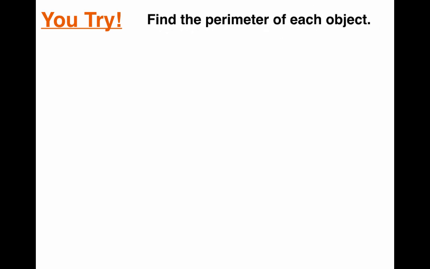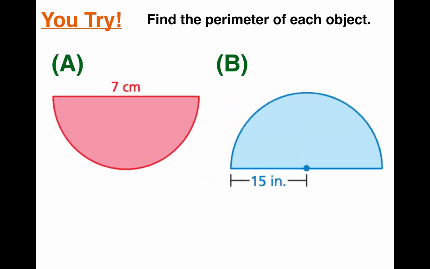Okay, your turn. I got a you try problem for you here. Your problem is to find the perimeter of each of these objects. I'm going to give you 2 questions. There's going to be an A and a B. I would like you to stop and draw these in your notebook, both semicircles. Hit the pause button on your device and see if you can do these all on your own without needing any help.